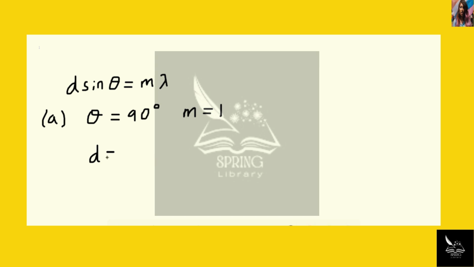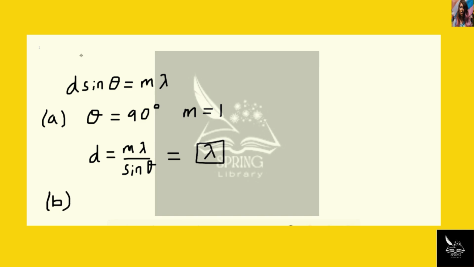So for part A, based on the situation we're given, theta here is going to be equal to 90 degrees. And we want the first diffraction pattern, so m is going to be equal to 1. So then we can solve for d. And what we have here is d is equal to m lambda divided by the sine of theta. Again, plugging in 1 for m and then 90 for theta. Well, the sine of 90 is 1, so what we end up with here is just simply lambda. And we can box that in as our solution for A.